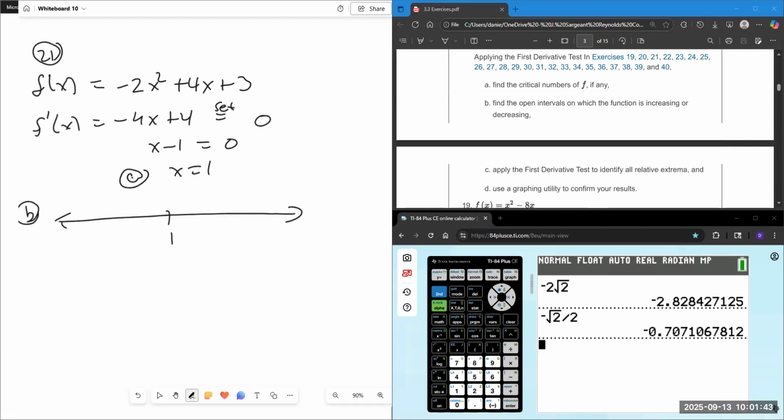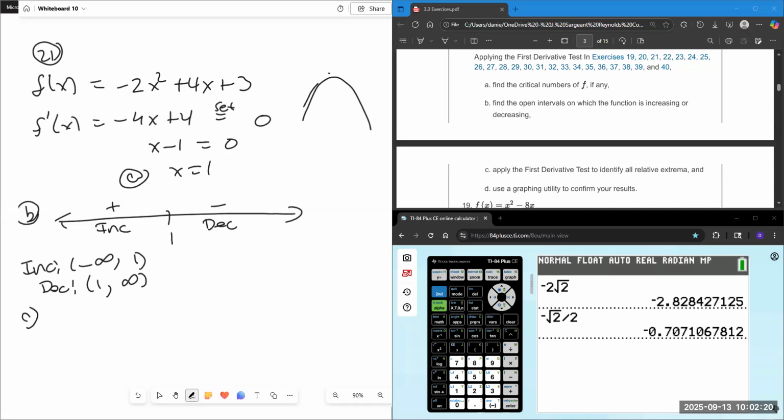So a number less than 1 would be 0 that I put into this complete derivative up here. Don't put it into this one where you've manipulated it. So that's going to be a positive, and that is increasing. And then we have maybe 2, so -8 plus 4, that's negative, and that's decreasing. That makes sense because this is a parabola that opens down and it's going to increase and then decrease. So we're increasing on -infinity to 1, and then decreasing on 1 to infinity.